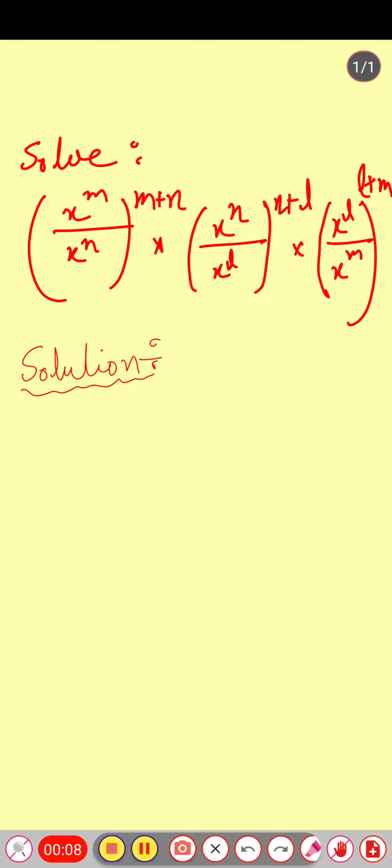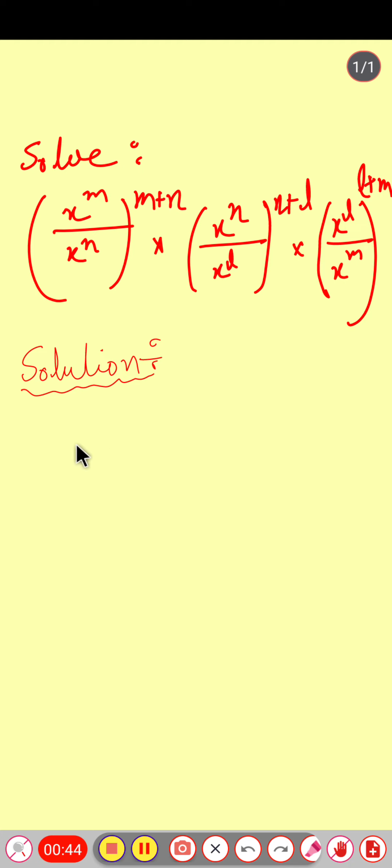So here is another new mathematics problem that is for power equation. So here (x^m / x^n)^(m+n) into (x^n / x^l)^(n+l) into (x^l / x^m)^(l+m). So this is the equation. We need to simplify and get the value of this equation. So how can we do this?